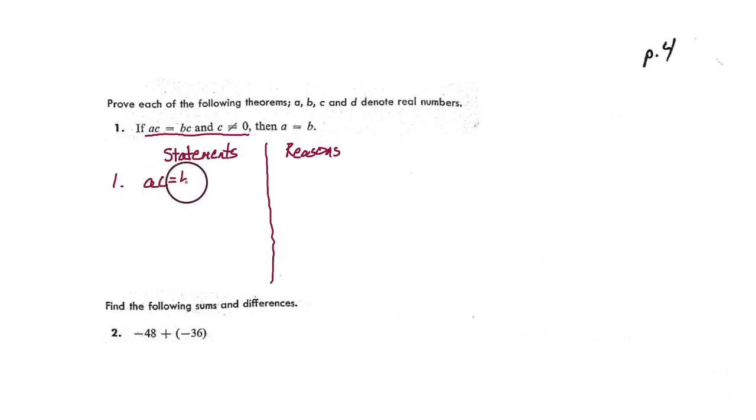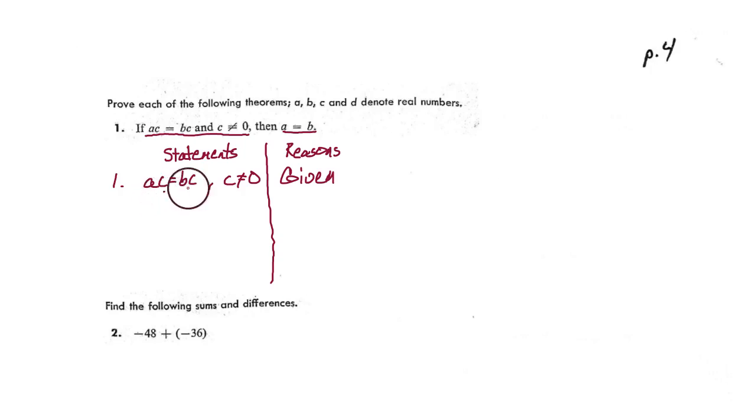AC is equal to BC, and C is not 0. That's given to us in the beginning part of our sentence. So your reason is given. Then keep in mind what you're trying to create. The conclusion is A equals B. We want to start with this equation and do something algebraic and end up with A equals B.